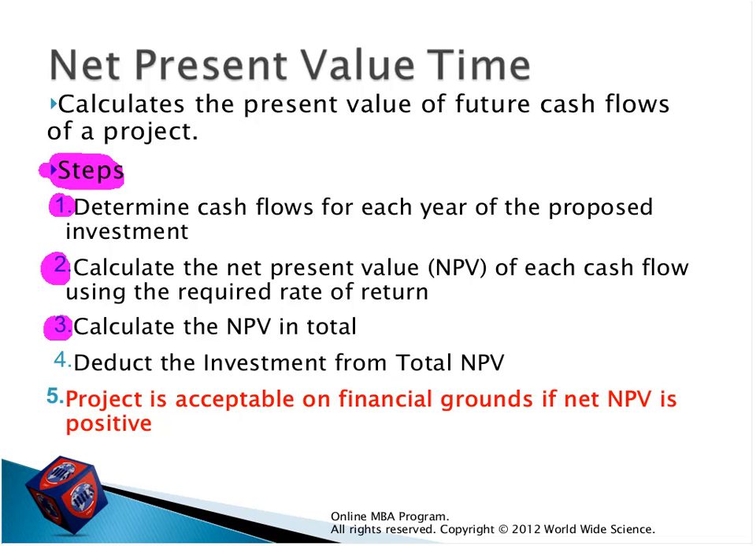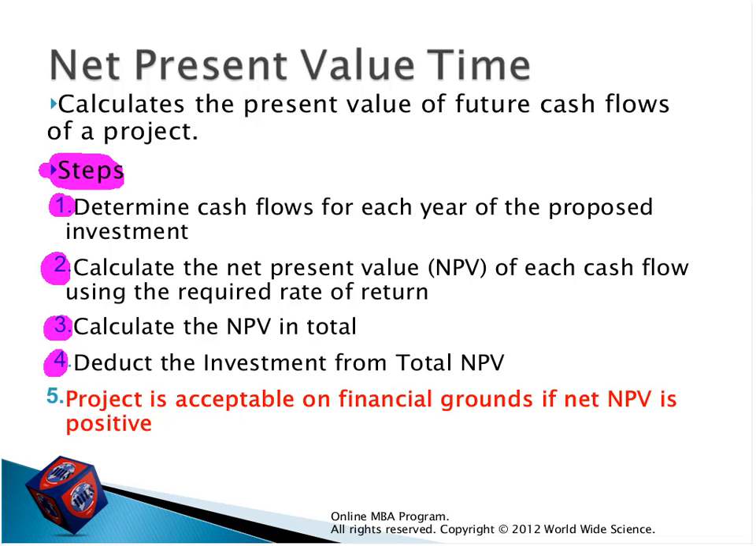And step number 4: deduct the investment from the total NPV. So we must find our net profits from the project. We deduct the investment, how much we invest in the project, from the total net present values, which means from the total cash inflows at the present time. Then we will see our results.